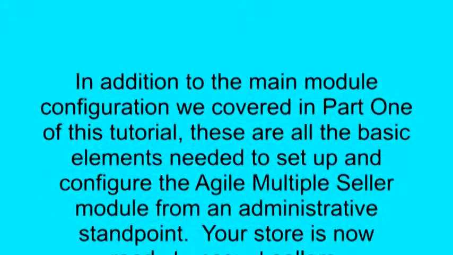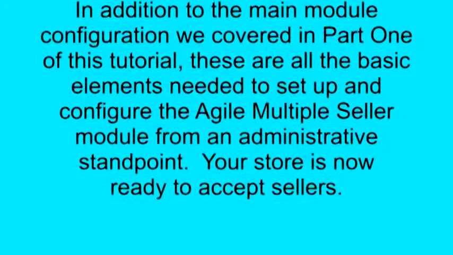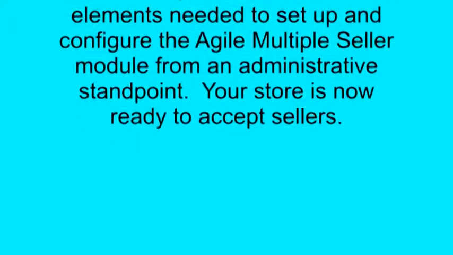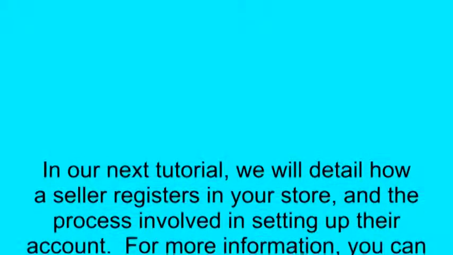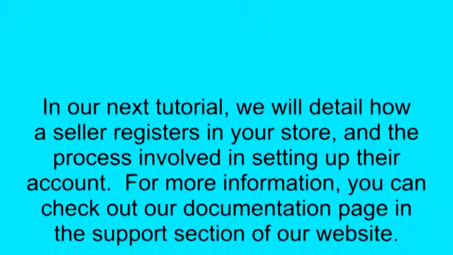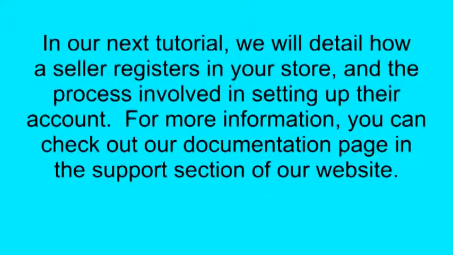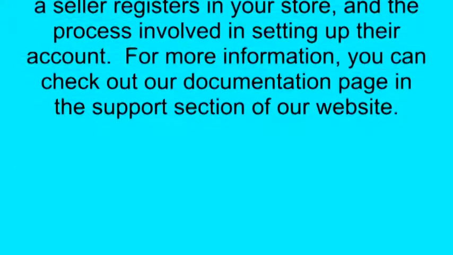In addition to the main module configuration we covered in part 1 of this tutorial, these are all the basic elements needed to set up and configure the Agile Multiple Seller module from an admin standpoint. Your store is now ready to accept sellers. In our next tutorial video, we will detail how a seller registers in your store and the process involved in setting up their account. For more information, you can check out our documentation page in the support section of our website. This concludes part 2 of the tutorial for the basic configuration and setup of the Agile Multiple Seller module.